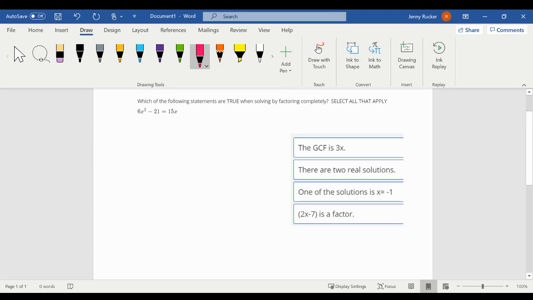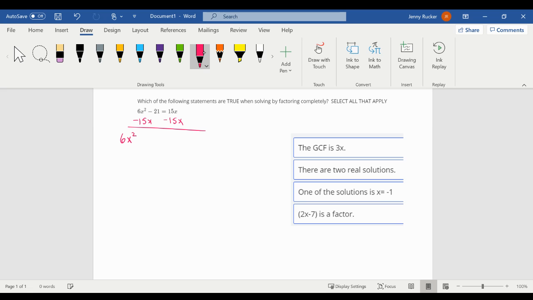In this problem, we are asked which of the following statements are true, and it's a select all that apply. We are asked to solve by factoring completely. So let's go ahead and solve the quadratic equation by factoring completely, and then we'll take a look at our choices. We would first need to subtract 15x from both sides to get the equation equal to 0.